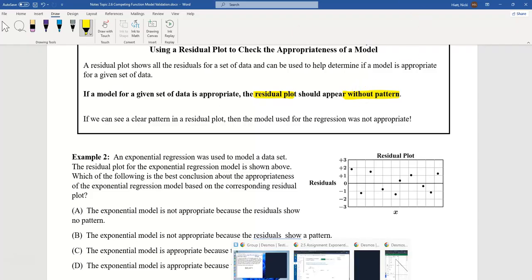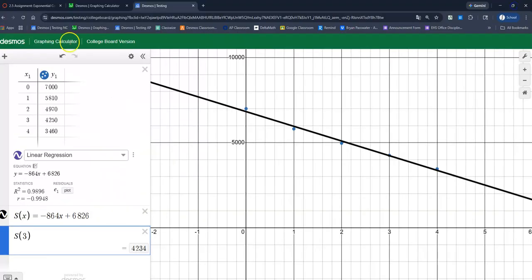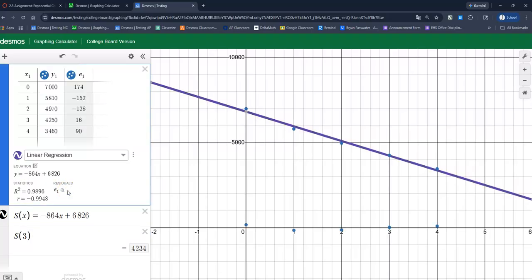We can do a residual plot on Desmos. If you look at the data that we plugged in, here it says residuals, E sub 1, and then there's a little button right here that says plot. And if you click it, it is going to put some dots up there. All right? And the residual plot is usually going to be down close to the x-axis. We're going to do one by hand here in a minute so that you know exactly what's going on there.